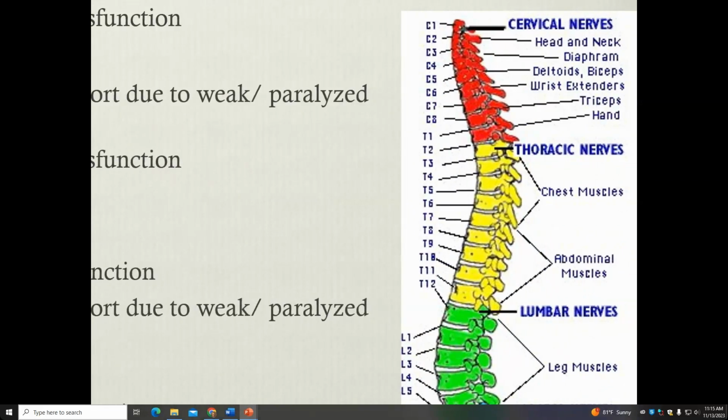But let's say you have a T3 injury. What have you lost below it? Most of your chest muscles, your abdominal muscles, your leg muscles. So what do you think this patient's going to look like to you at a T3 injury? Quadriplegic, paraplegic.